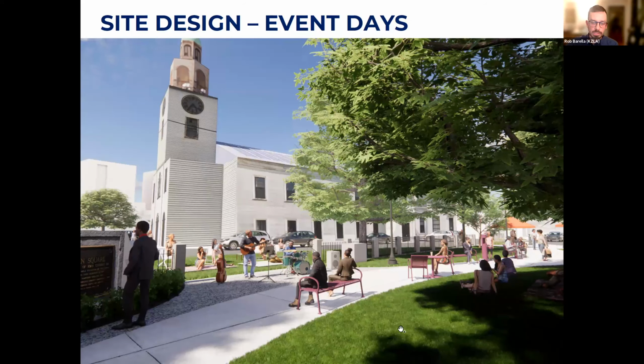And then this is the view from the central lawn looking back towards the church. This is the break in the fence that we talked about before. You have the Codman monument positioned on the left here, and then the furnishings facing the performance space as well.